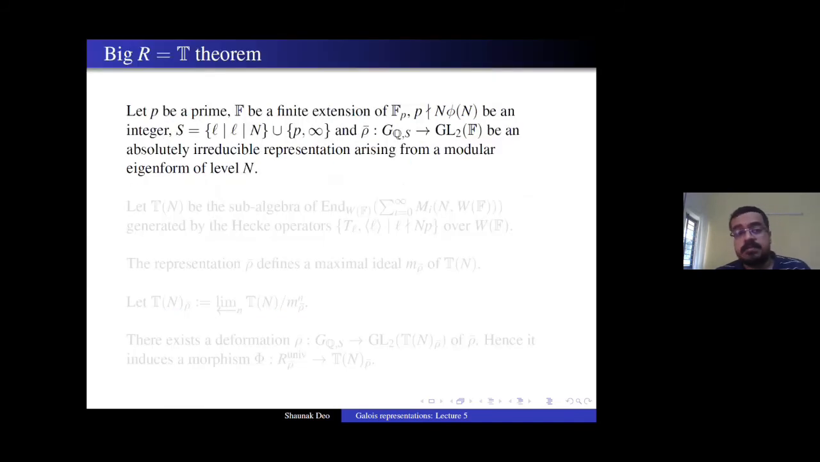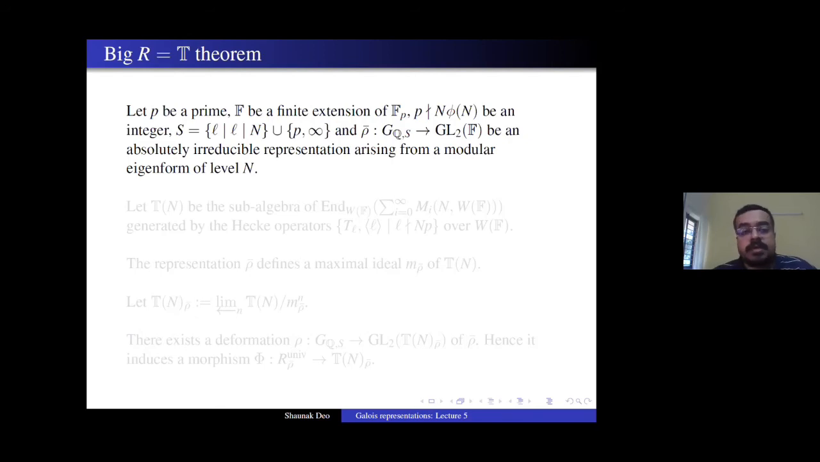The big R equals T theorem. Again, the setup is the same notation: let p be a prime, F a finite extension of F_p, and n an integer such that p does not divide n times phi of n, where phi is the Euler function. Let S be the set of primes l dividing n, together with p and infinity. Let rho bar be a representation from G_{Q,S} to GL_2(F), which is absolutely irreducible and comes from a modular eigenform of level n.